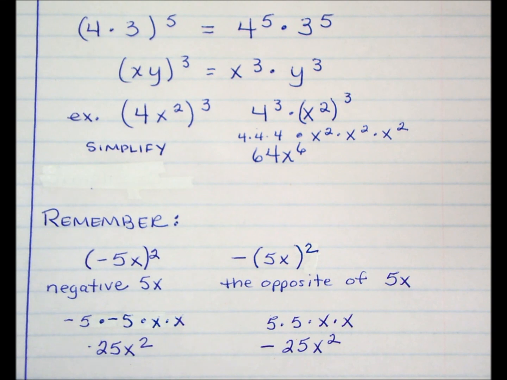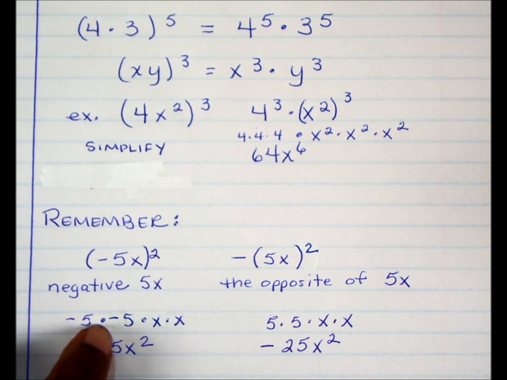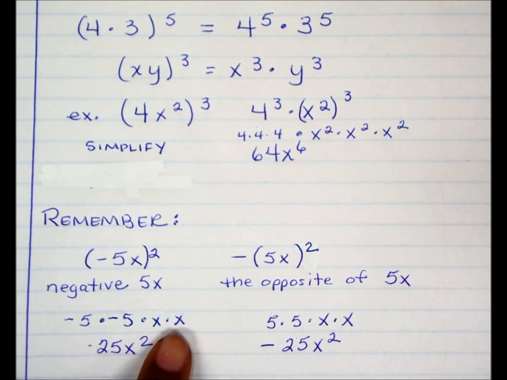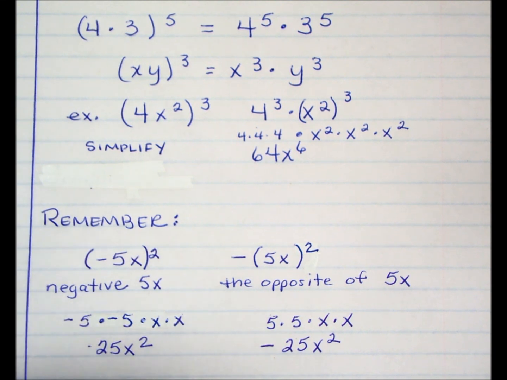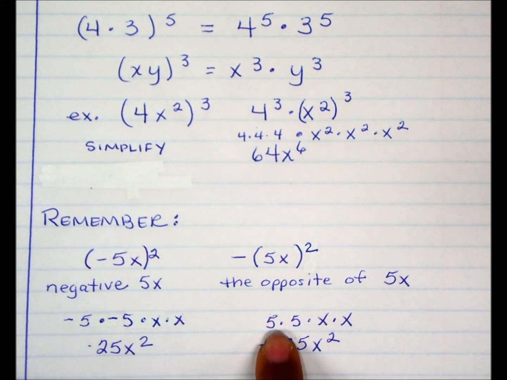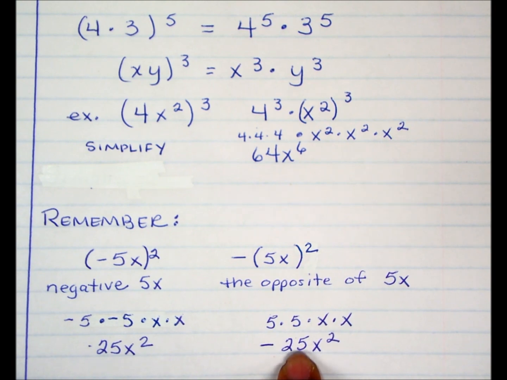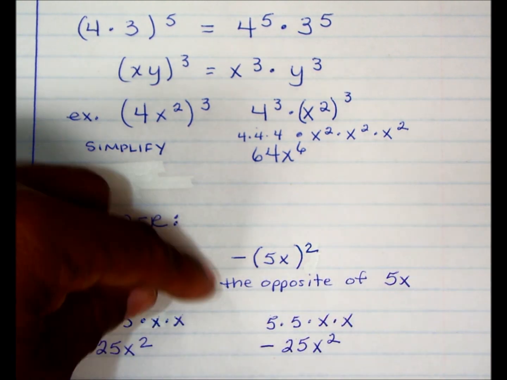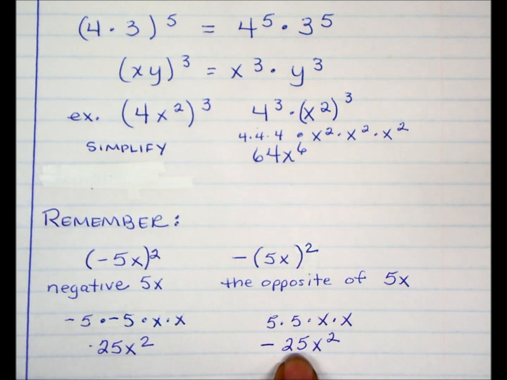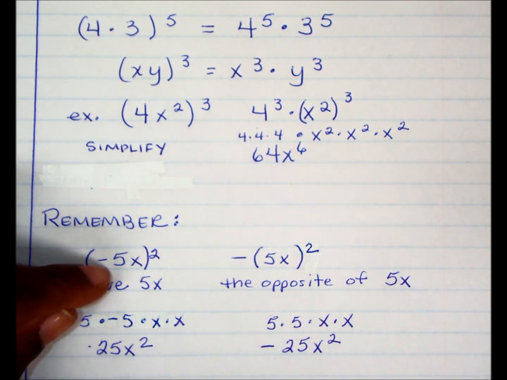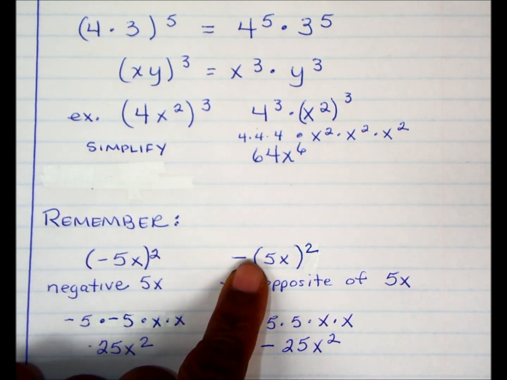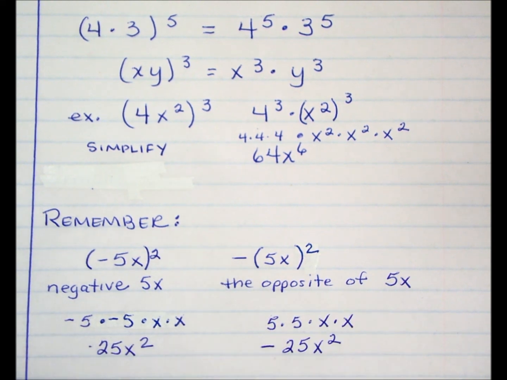So when we go to simplify those, we're going to get two different answers because this is negative 5 times negative 5, which would be 25x squared because negative times a negative equals a positive, right? But on this one, we have the same thing. 5 times 5. A positive times a positive is going to equal positive, so it's 25. And x times x is going to be x squared. But it says the opposite of it. So the opposite of 25 is negative 25. You need to remember this rule. If it's in parentheses, it's negative. If it's outside the parentheses, it reads the opposite.